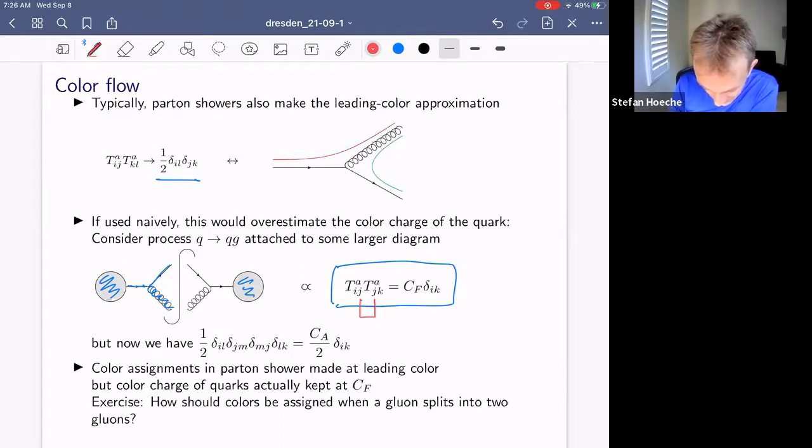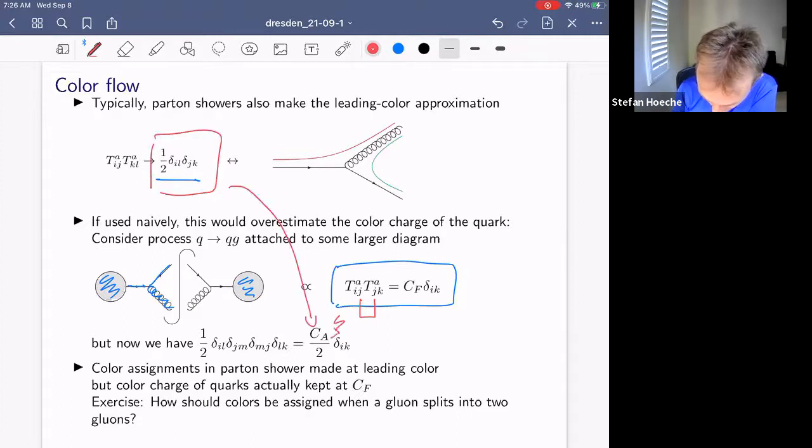But now, because we replace our generators with the terms up here, it implies that instead of the CF, we get a CA over 2, and that's not so good. Just as a reminder, this is 4/3. This thing is 3/2. 4/3 versus 3/2 is not as big as the 1/3 that I mentioned before, but it's still a rather significant number. And if you have multiple gluon emissions, it accumulates.